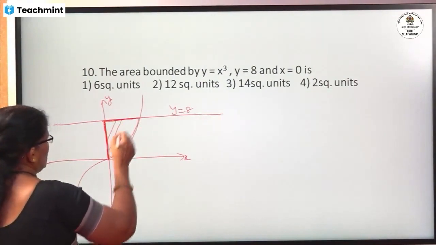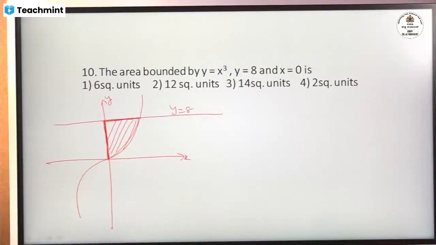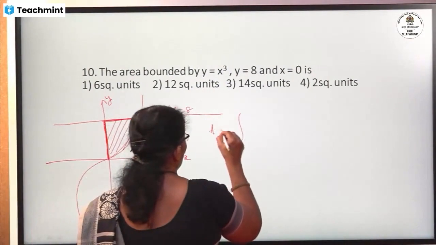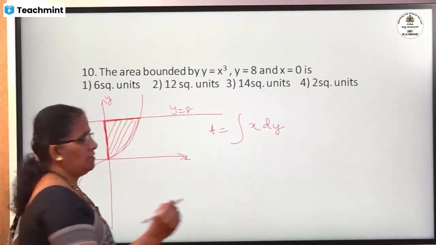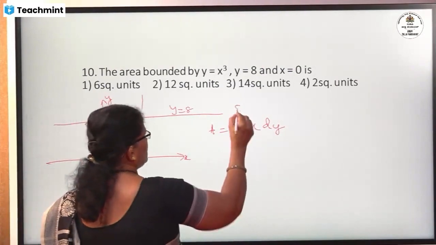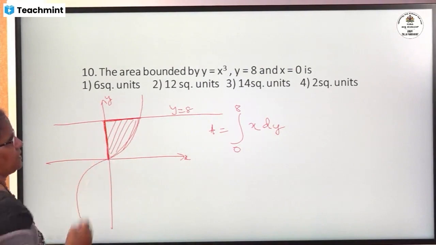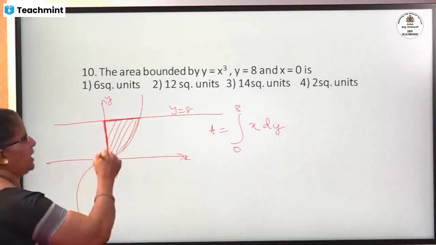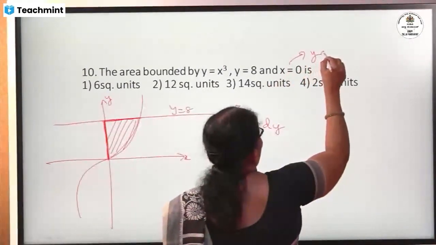And can you see that this area is bounded by y-axis? Because it is bounded by y-axis, area should be what? X dy. And from where to where y varies? They have given y varies from 0 to 8. X is 0 means y-axis.